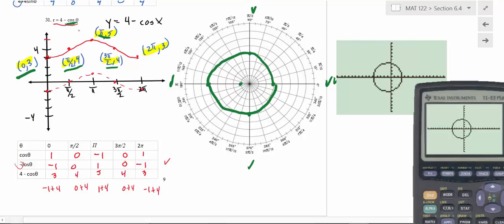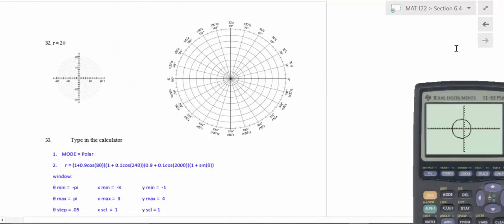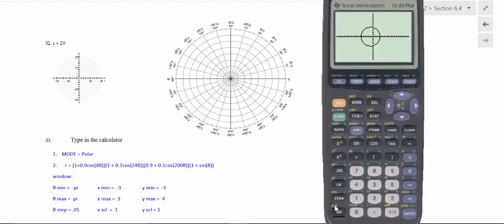Okay, now we're going to move to the next page and I'm going to do one more here. This one I'm just going to do on the calculator. So let's put this in and let's see what we get. This is kind of a fun one. So let's put 2 theta in and see what we get. So it appears to be spiraling of some sort.